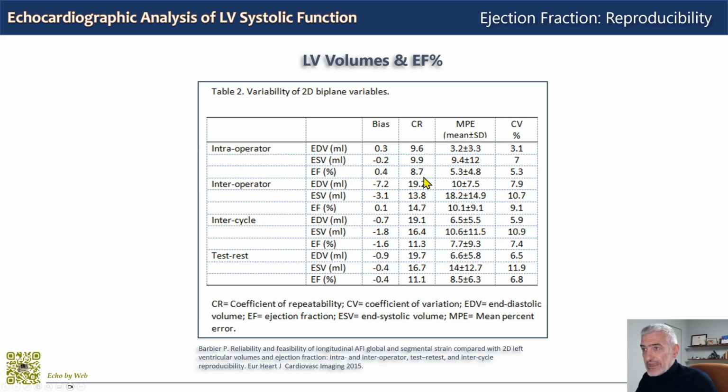week. As you can see, reproducibility is best for end diastolic volume, then comes ejection fraction, and last end systolic volume. This is intraoperator, but the same is for interoperator. See, best for end diastolic volume, then ejection fraction, then end systolic volume. I'm looking at coefficient of variation, but the other statistics are similar. This represents excellent reproducibility, superior to most previously published series.